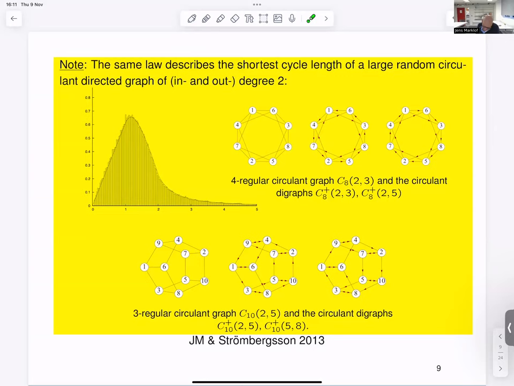And now this is the distribution corresponding to the directed graph, and you see that these graphs have exactly, in each vertex, two coming in and two coming out. I won't say more about this, just a little advertisement to have a look at this paper that proves such limit laws for all sorts of geometric quantities, such as diameter, cycle length, et cetera, for circulant graphs.